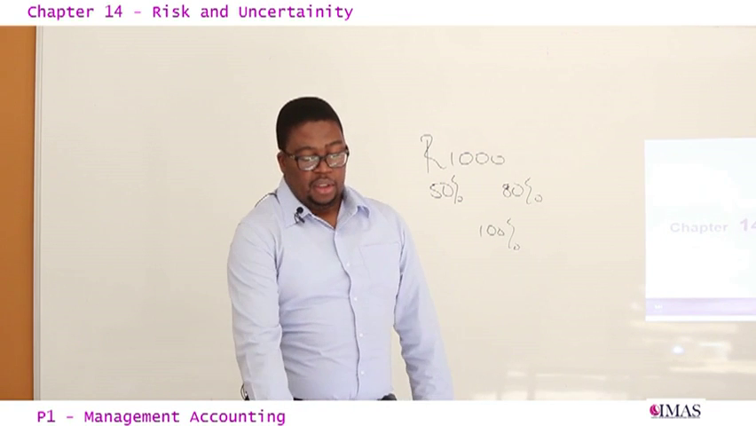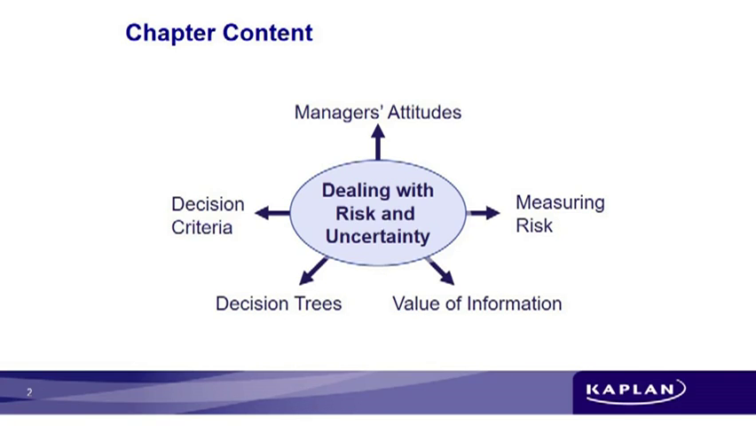Therefore, in chapter 14, there are quite a number of things that we'll be looking at. Number one, how do we factor risk into decision making. Number two, we want to assess the different types of attitudes that our managers in charge of making decisions will have. What type of attitude do these people have? We'll also look at the value of information. If you have information, you will be in a privileged position compared to somebody who doesn't. And then we'll look at decision criteria as well as decision trees.